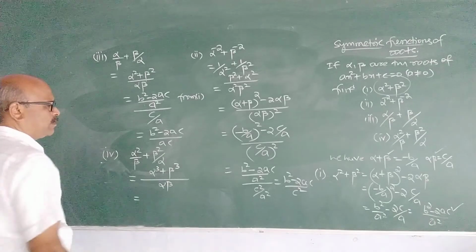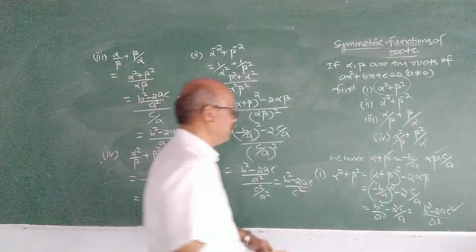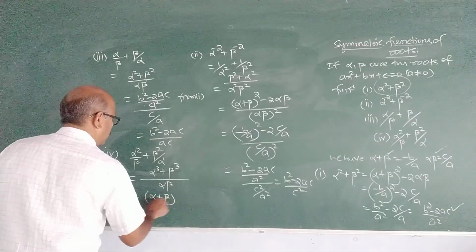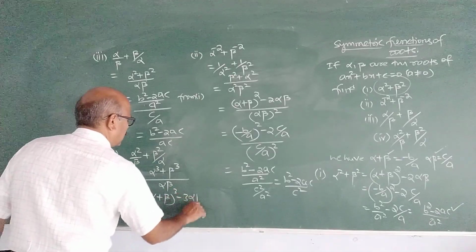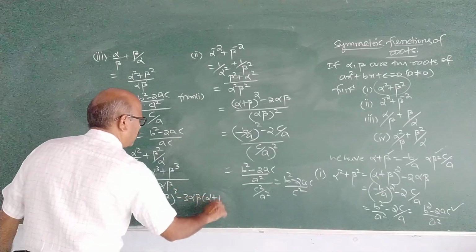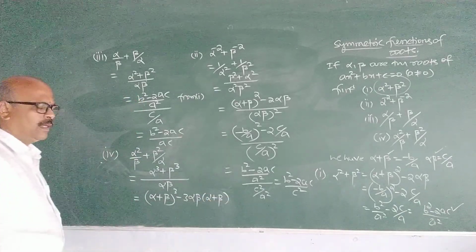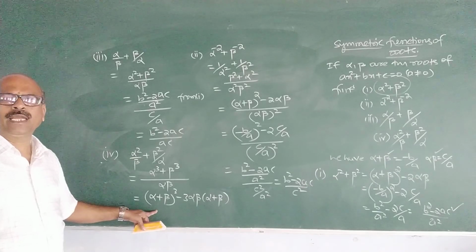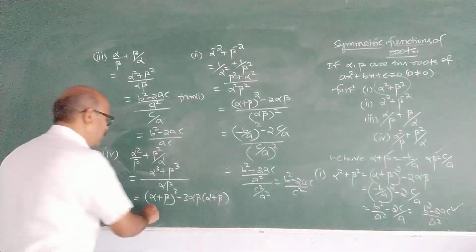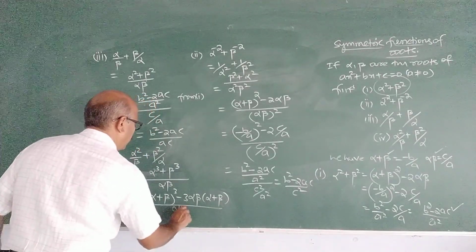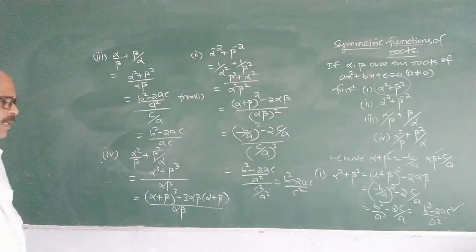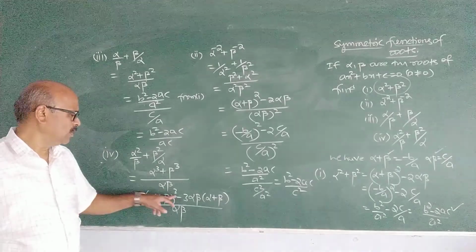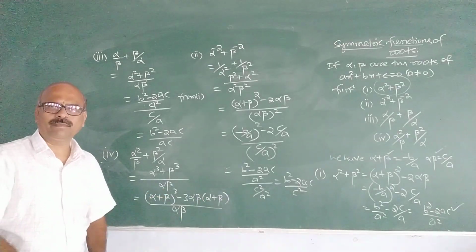How to express alpha cube plus beta cube in terms of this? Alpha cube plus beta cube is alpha plus beta whole cube minus 3 alpha beta into alpha plus beta. Because what is alpha plus beta whole cube? Alpha cube plus beta cube plus 3 alpha beta into alpha plus beta, upon alpha beta. These things we have already studied. What is a cube plus b cube? a plus b whole cube minus 3ab into a plus b.